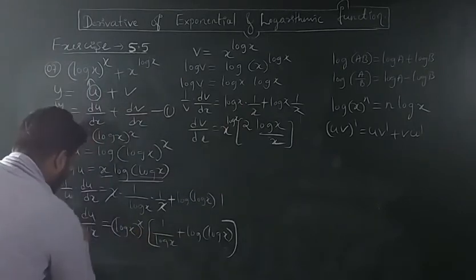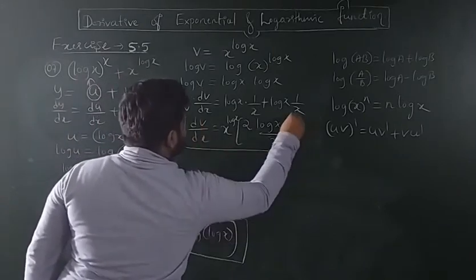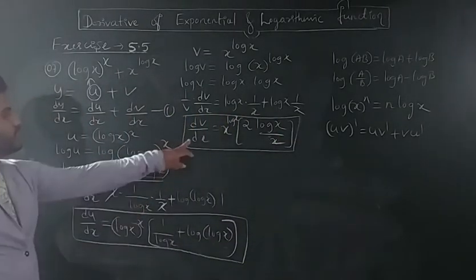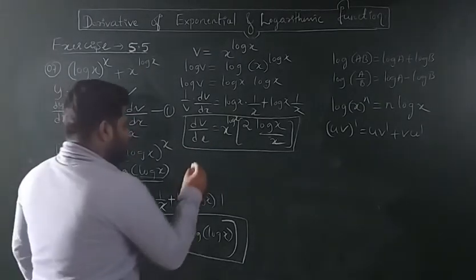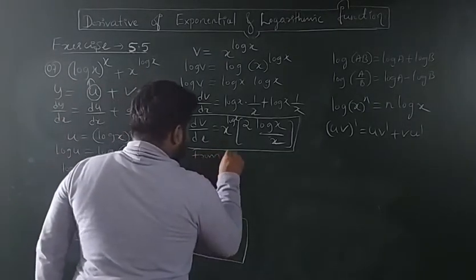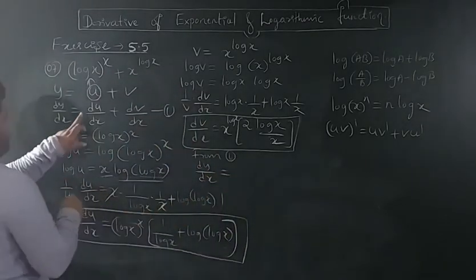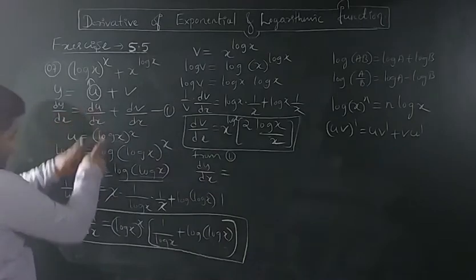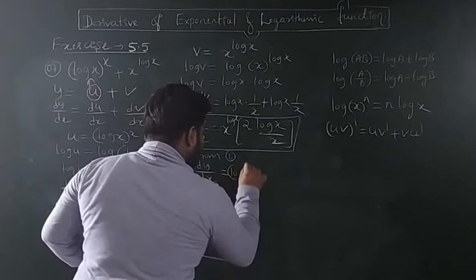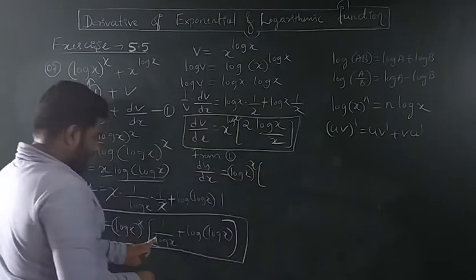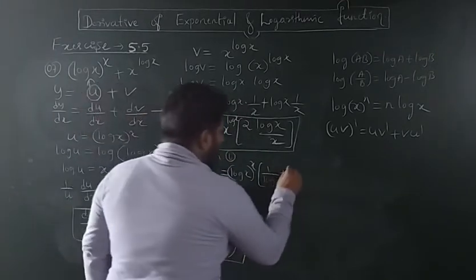So we got du by dx here, and we got dv by dx here. By substituting these two values in equation number 1, we can easily get dy by dx. From equation 1, dy by dx equals, carefully see here, du by dx. So put the value of du by dx here: log x to the power x into bracket 1 by log x plus log of log x.